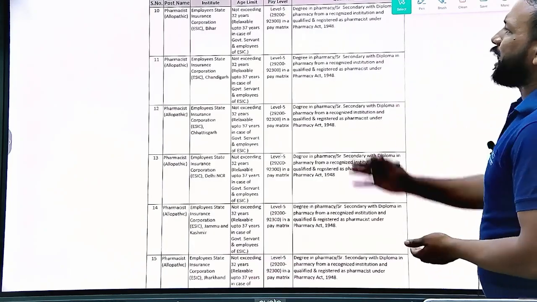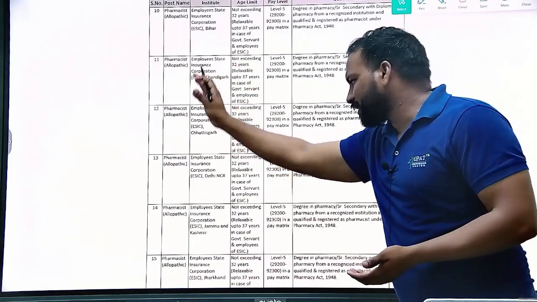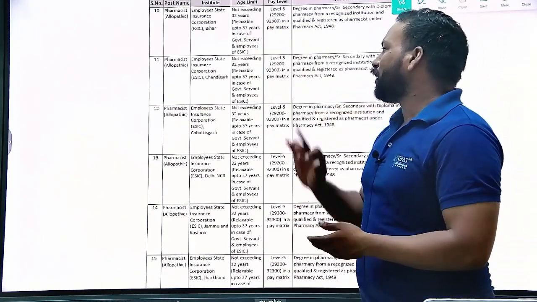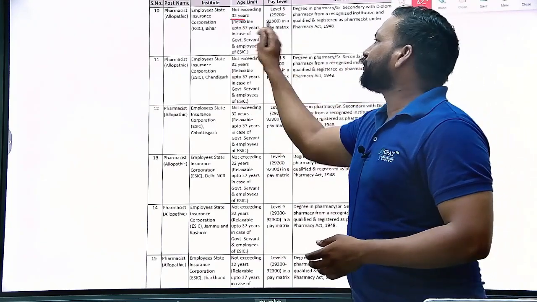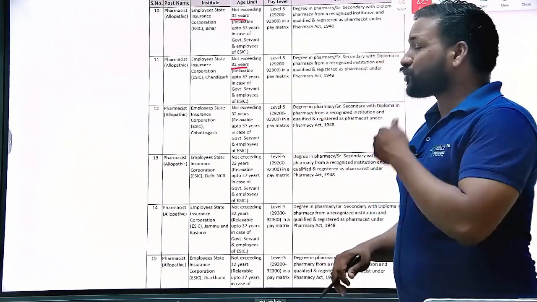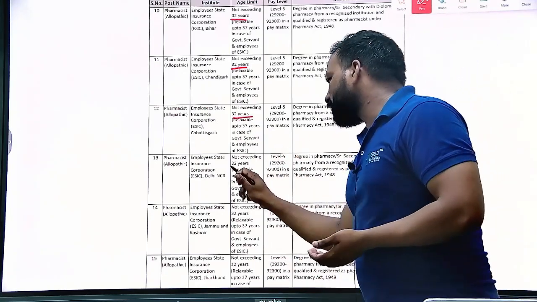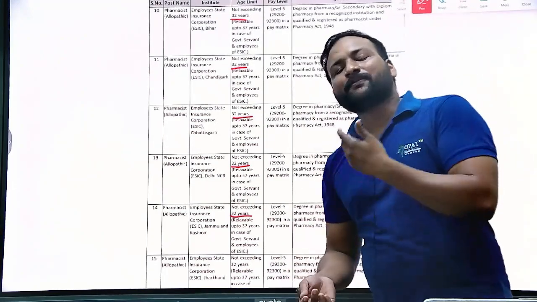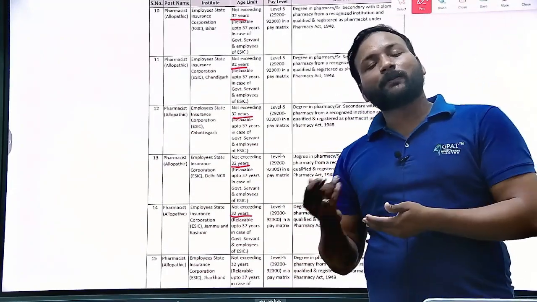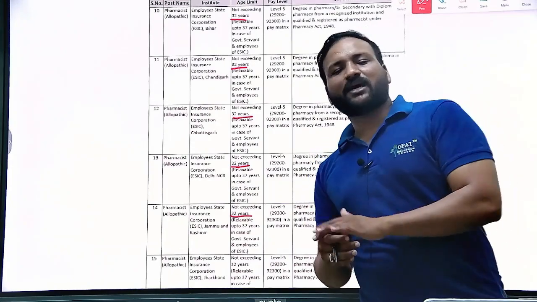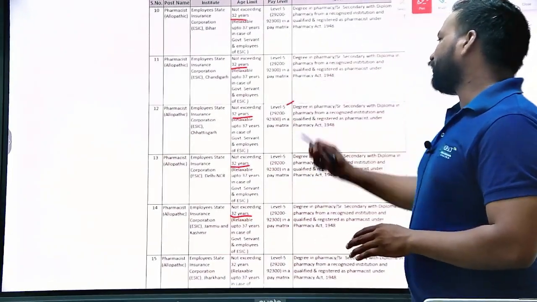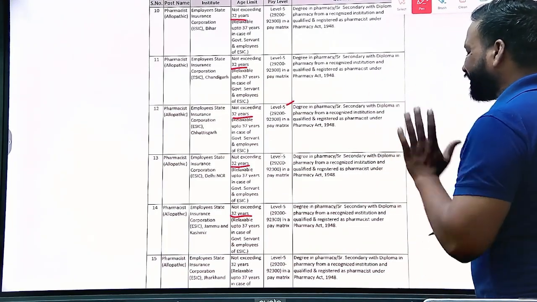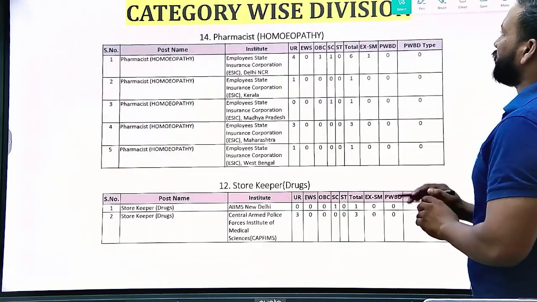And the same applies for the allopathic pharmacist at ESIC. For all these ESIC posts, the maximum age should not exceed 32 years. If any person who is working in ESIC wants to apply, he can claim age relaxation up to 37 years. The pay level is 5 for all of these. The qualification is also the same: a degree or diploma in pharmacy is enough, along with PCI. Clear, dear students, aspirants?